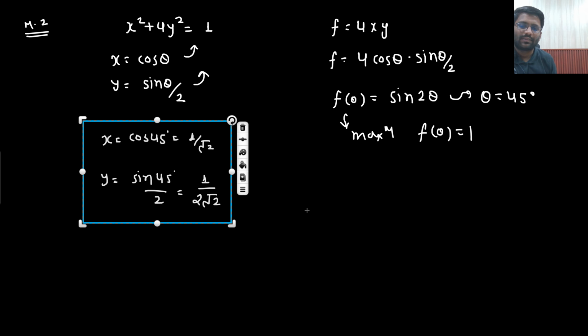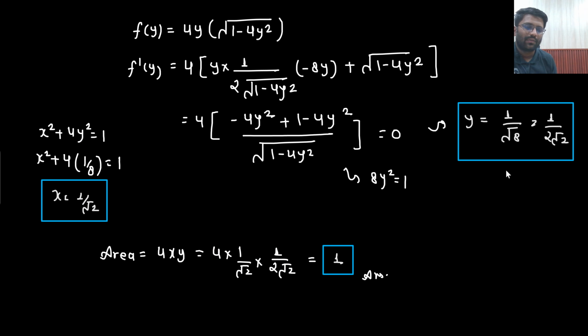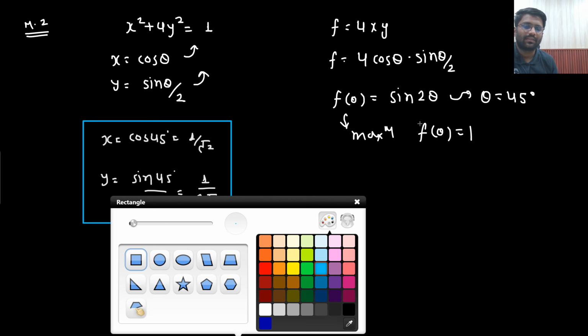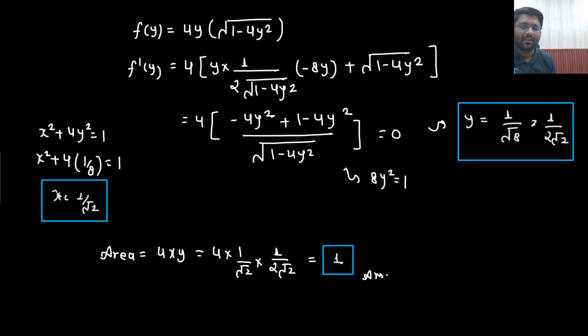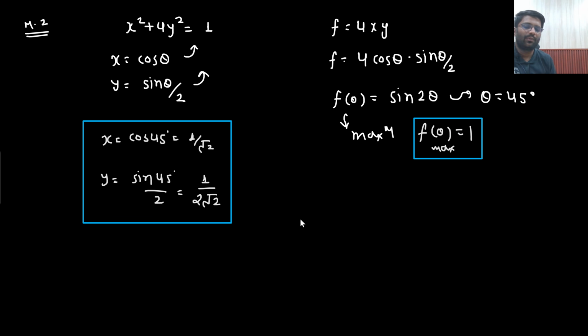That's it. This is the answer. 1 by under root 2, 1 by under root 2, 1 by 2 under root 2, and maximum area is f theta max. F theta max, that is 1. So maximum area is 1, and 1 by under root 2, 1 by 2 under root 2.